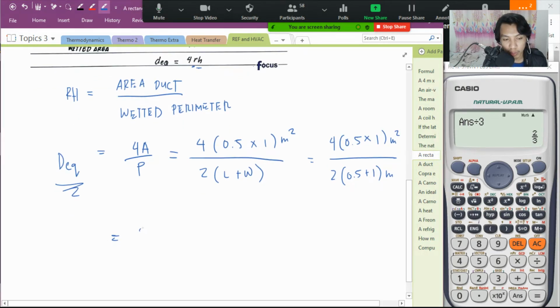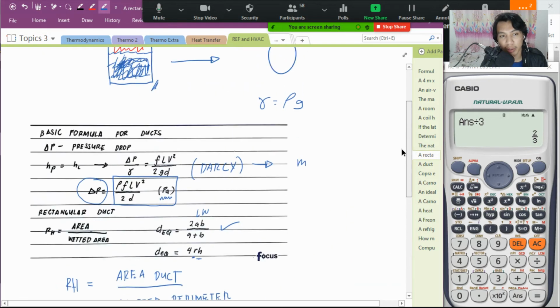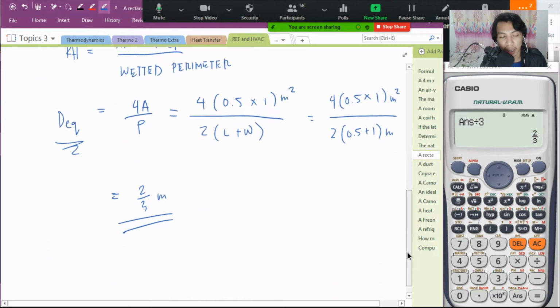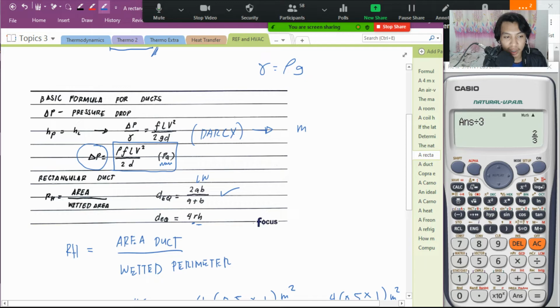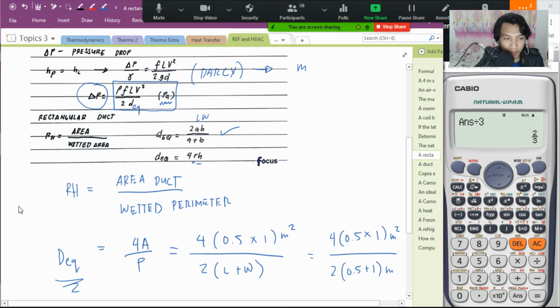2 over 3 meters. Sir, paano kung tinatanong naman yung pressure drop in the duct? O, the pressure drop in the duct, wala ka namang binigay dito na density. Ipapasok mo dito yung equivalent diameter. Dito mo ilalagay yon. So, ganun lang yun. Alalahanin ko na lang to. Hindi ko lang maalala ngayon eh.